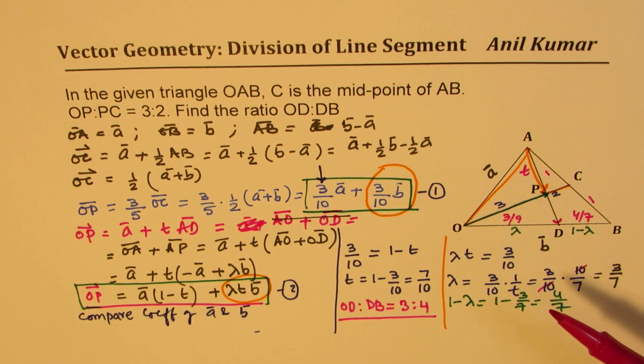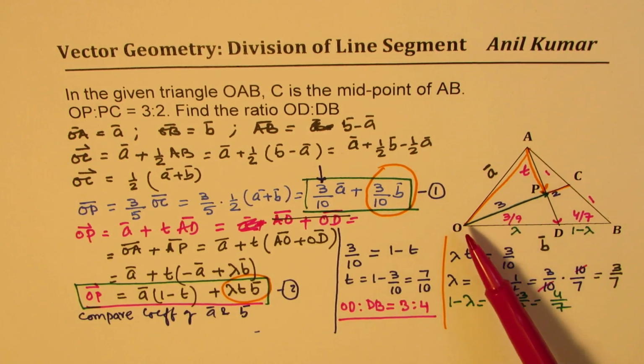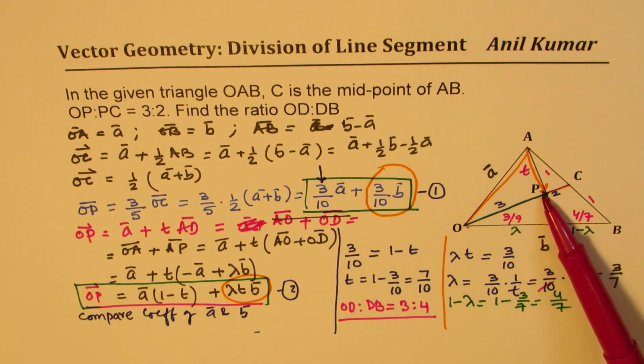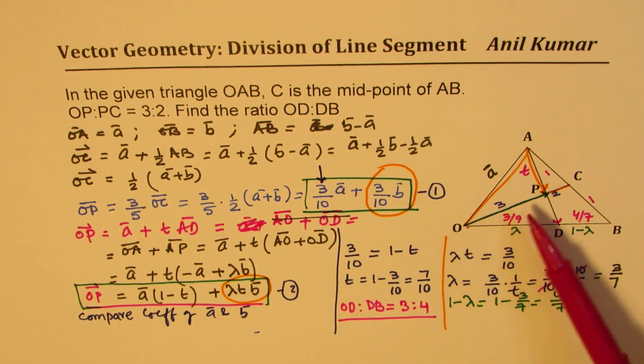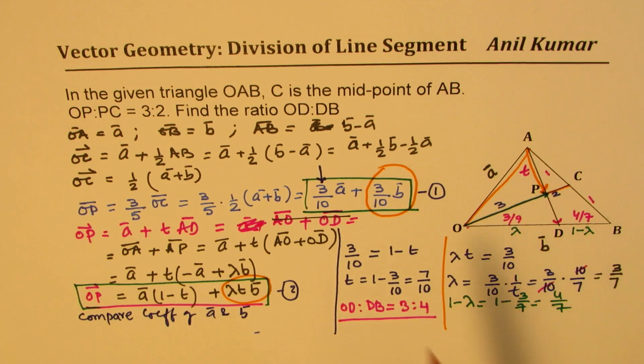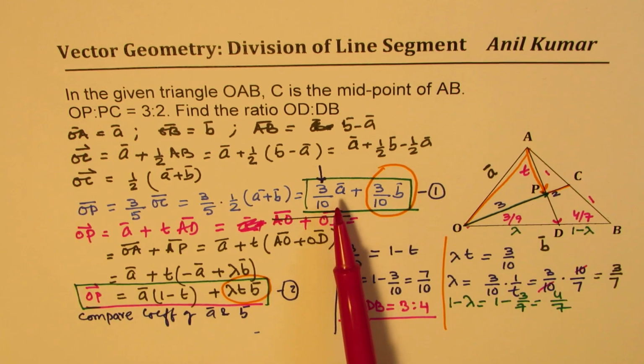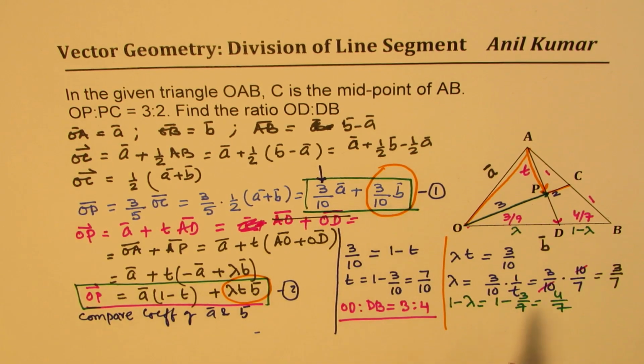So the strategy here basically is you need to pick up your vector and find the same vector in two different ways. Then equate the equations and compare the coefficients for A's and B's to get your answer. Right? So we'll adopt the same strategy for a couple of other questions. And then I think by the end of those 6-7 videos, you will be an expert on this topic.